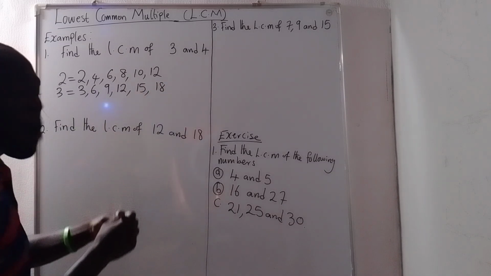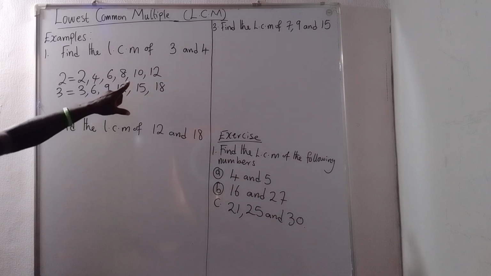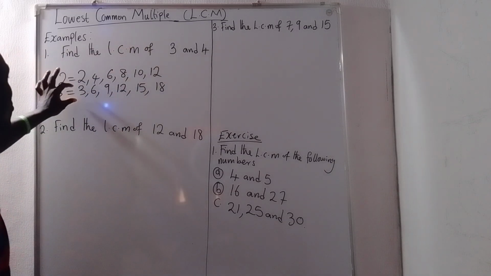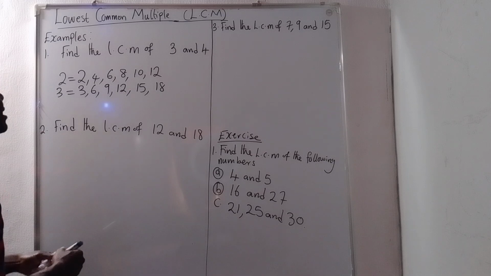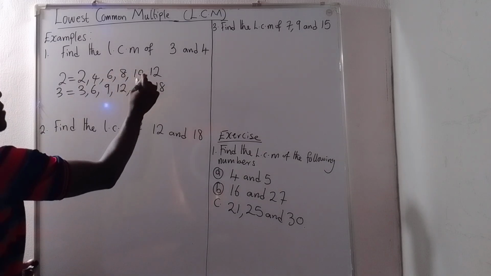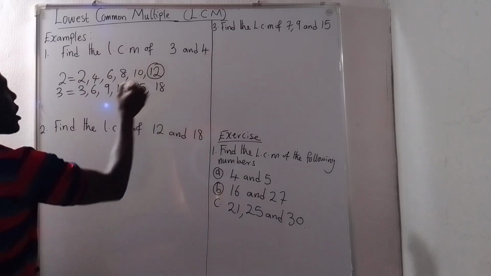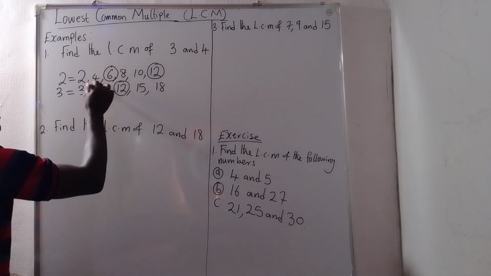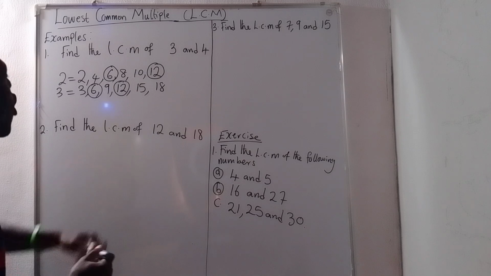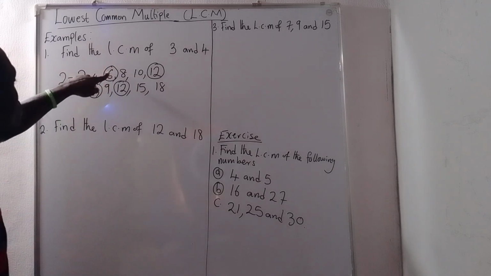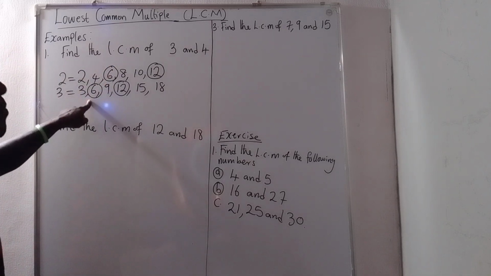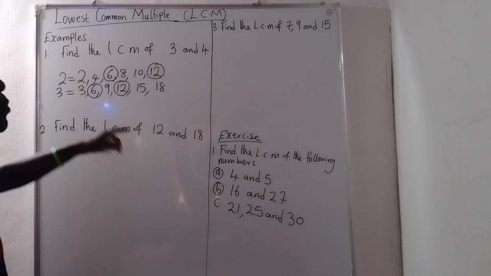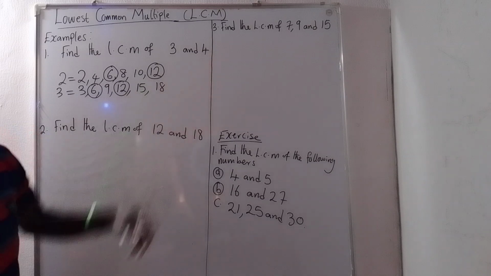Now, common multiples are numbers you can find in these multiples of 2 and also in multiples of 3. Looking at it, we have numbers that are common. Here is 12 and this is 12 as well. Here is 6 and this is 6 as well. So these are common numbers that you can find in the multiples of 2 and also in the multiples of 3. So the common multiples are 6 and 12, as the case may be.